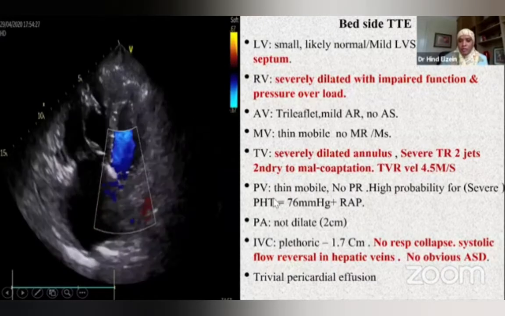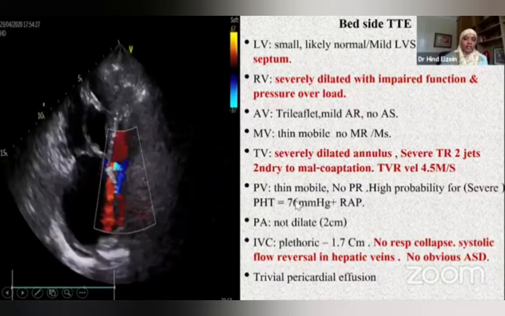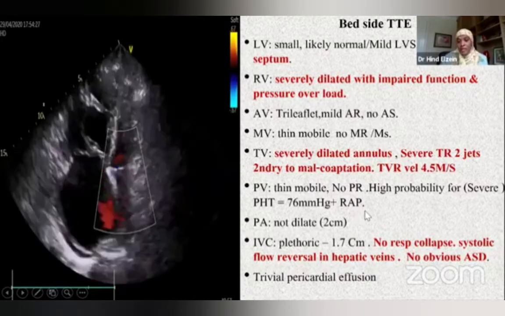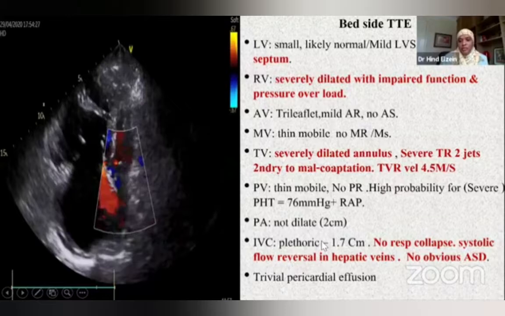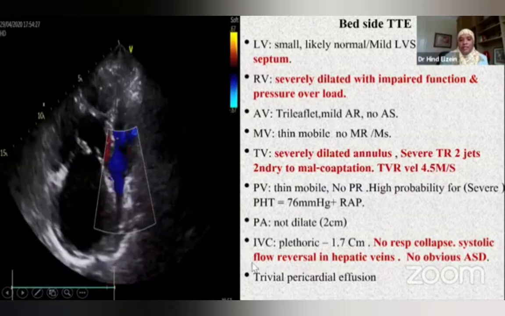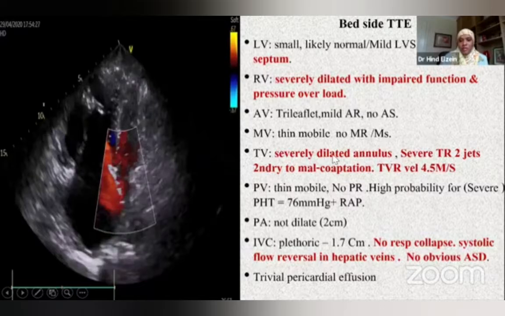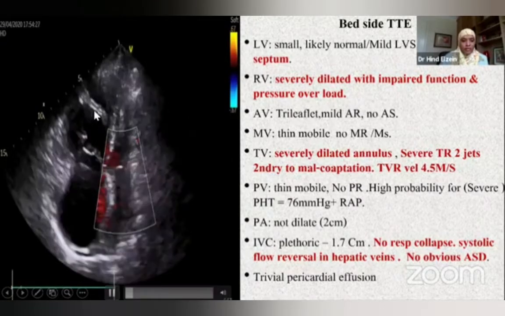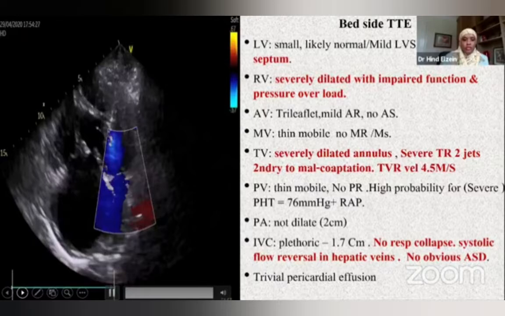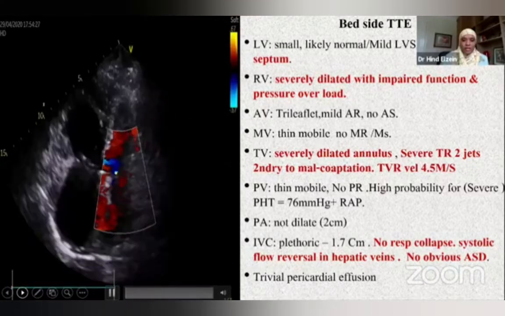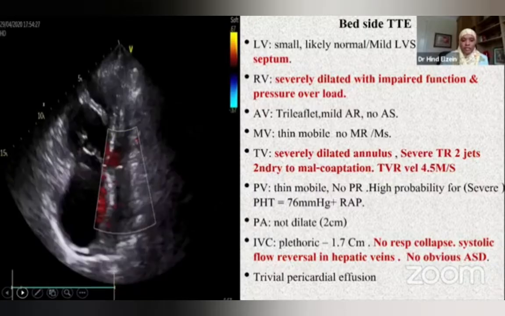The pulmonary artery pressure estimated probably between 80 and maybe up to 90 millimeter mercury. And there was some trivial pericardial effusion in addition to what we have mentioned. But of course, the striking abnormality, as we could all see, is the severely impaired and severely enlarged right heart.